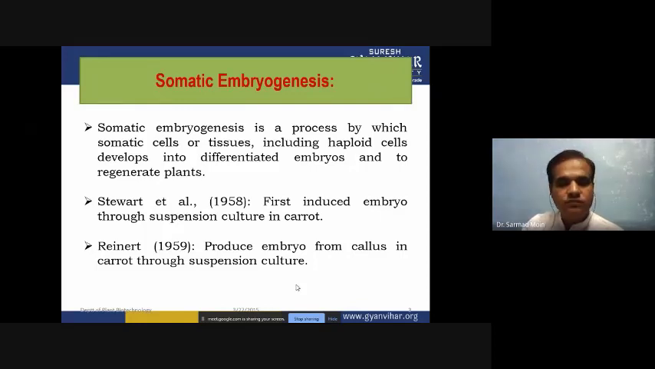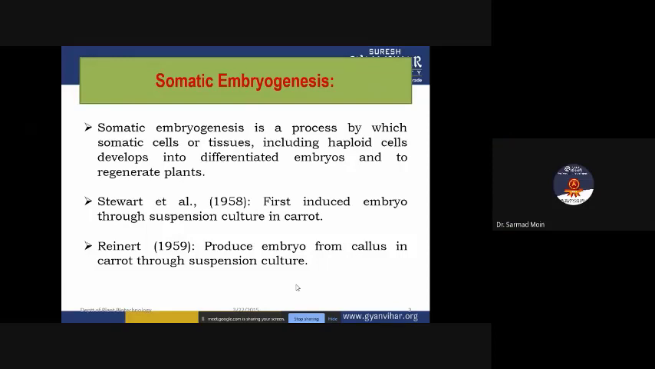If you see the history, Steward and his colleagues in 1958 first introduced the embryo through suspension culture in the carrot, and they started the embryo production in the callus tissues. Then Reinert in 1959 produced the embryo from the callus in carrot through the suspension culture. So from the callus and directly from the cells, Steward and Reinert are the pioneers in somatic embryogenesis.